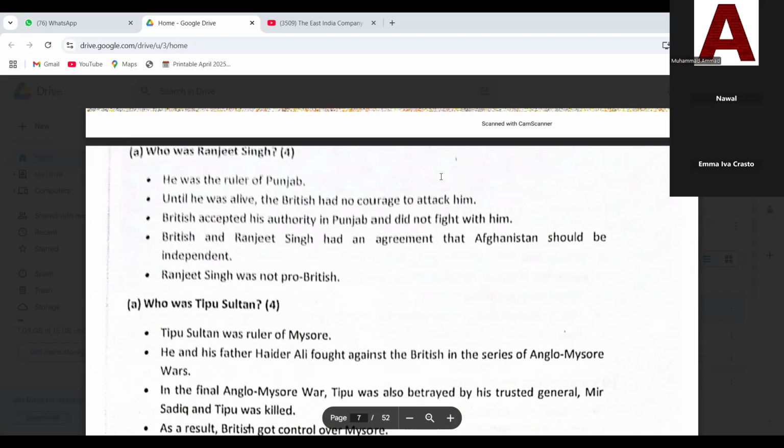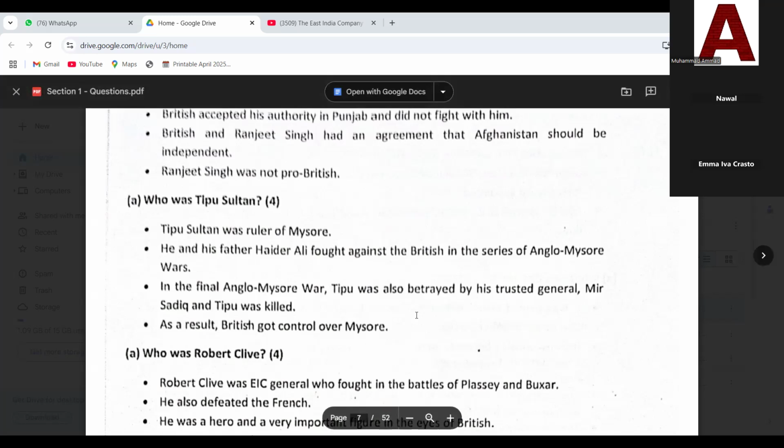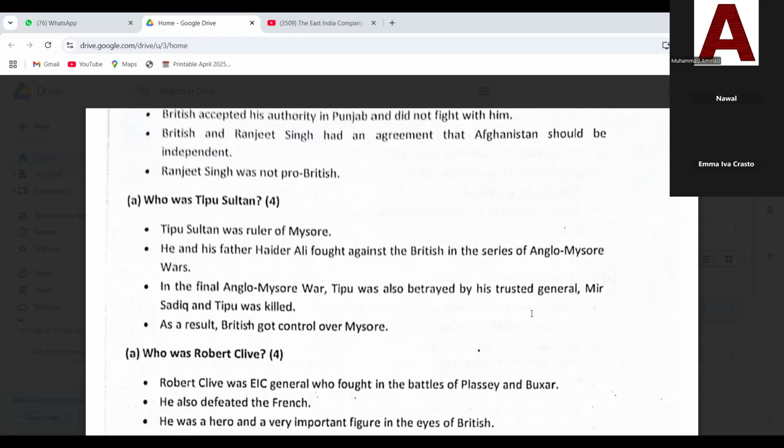Okay. So then there was Tipu Sultan. Tipu Sultan was the ruler of Mysore, which is another province. And Tipu Sultan and his father Hyder Ali had these different battles with British called the Anglo-Mysore Wars. Now, this also means that the British were trying to expand their control over Mysore as well, having a series of battles. And Tipu Sultan was killed in the final Anglo-Mysore War because he was betrayed by his General Mir Sadiq. Mir Sadiq was the general of the Tipu Sultan army, and he betrayed him.